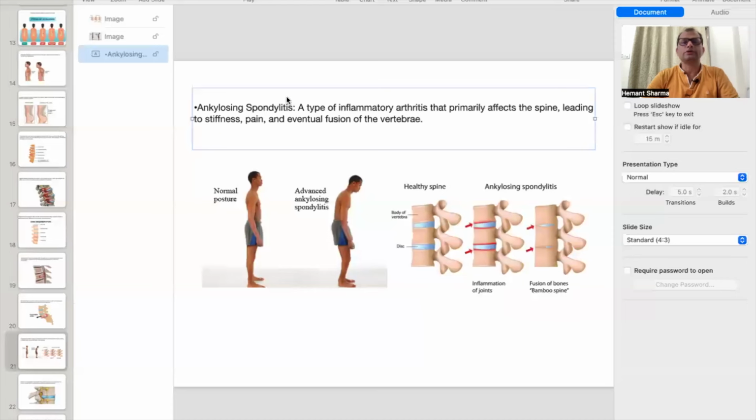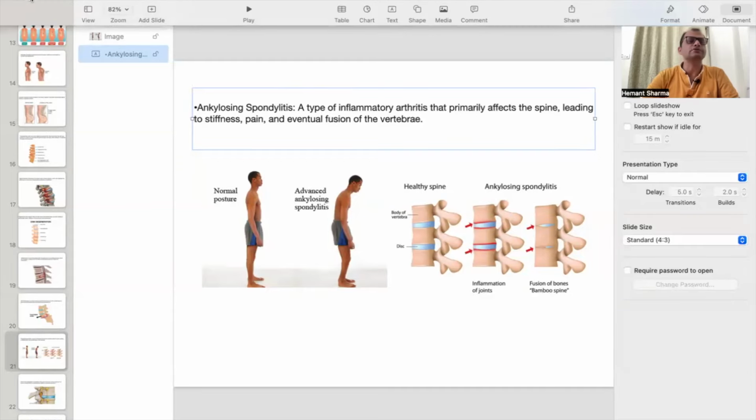Then we have heart. About ankylosing spondylosis, you must have heard.